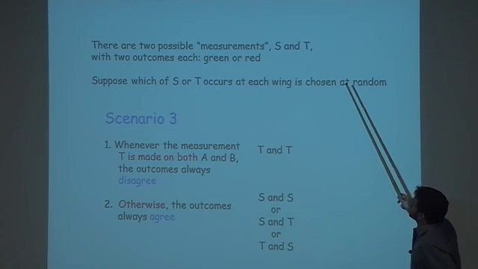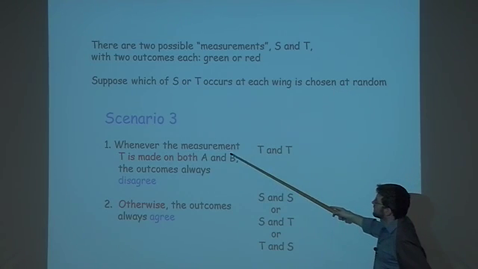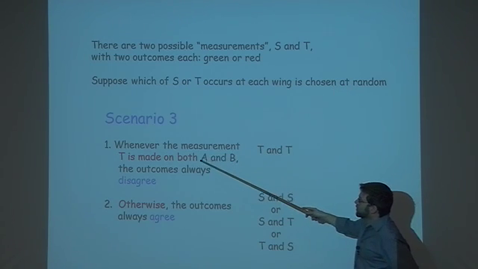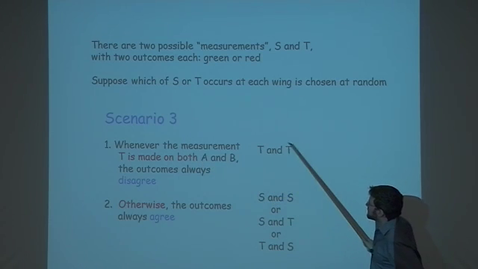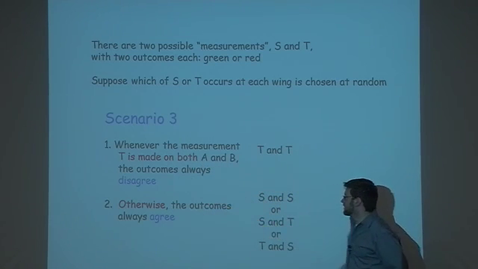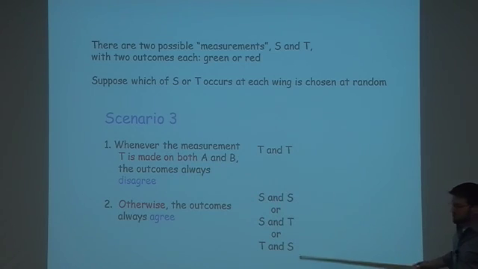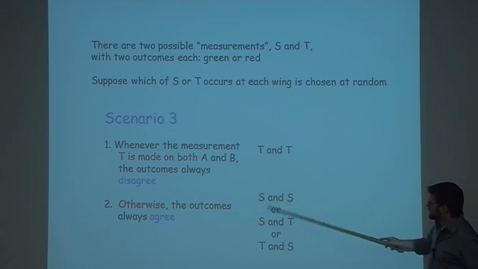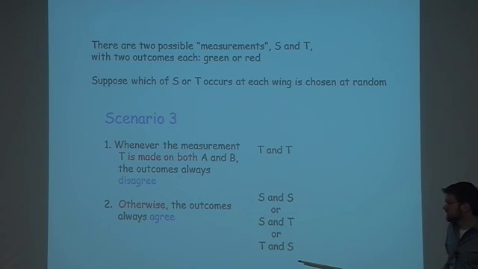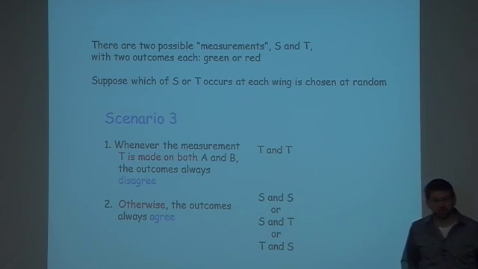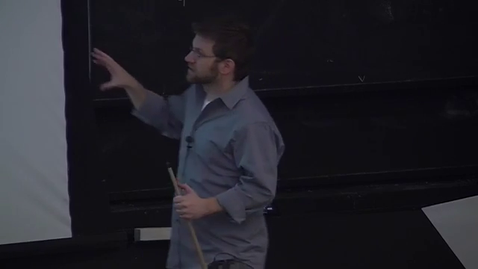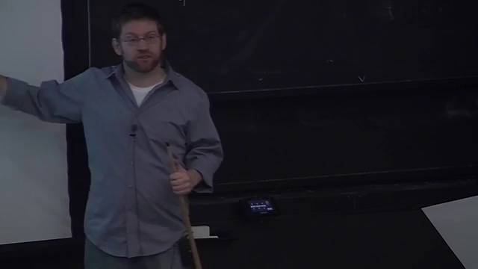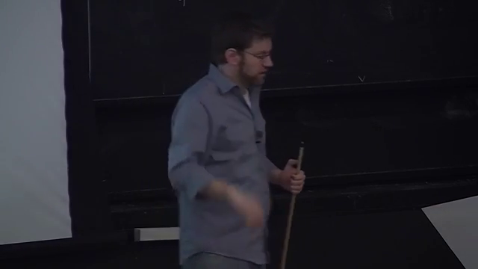Here's the setup. When the measurements are T on both sides, okay, T and T, then the outcomes should disagree. But otherwise, in all other cases, so S and S, S and T, or T and S, the outcomes should agree. Okay, so you're welcome to chat amongst yourselves, and if you think you can describe the winning strategy, in a minute, I'll take your suggestions.